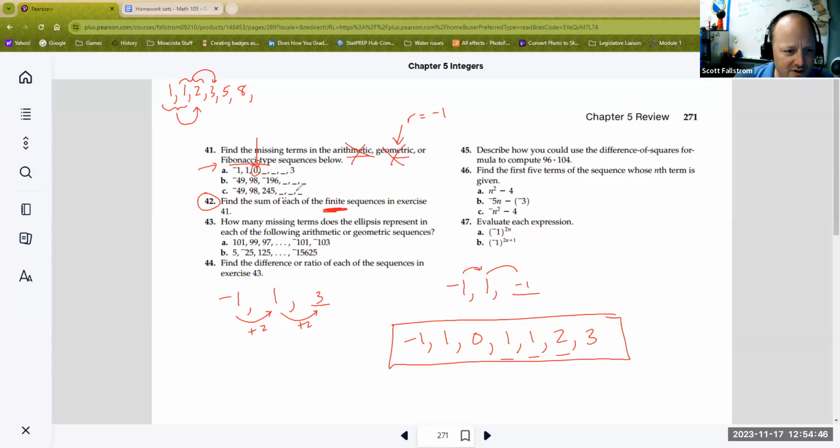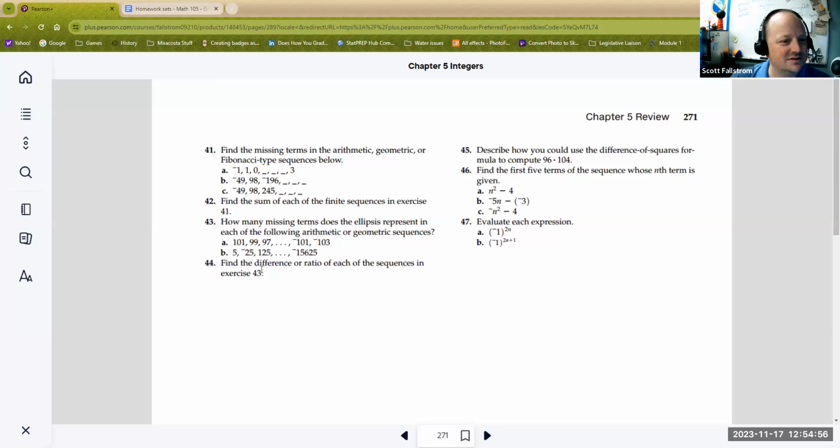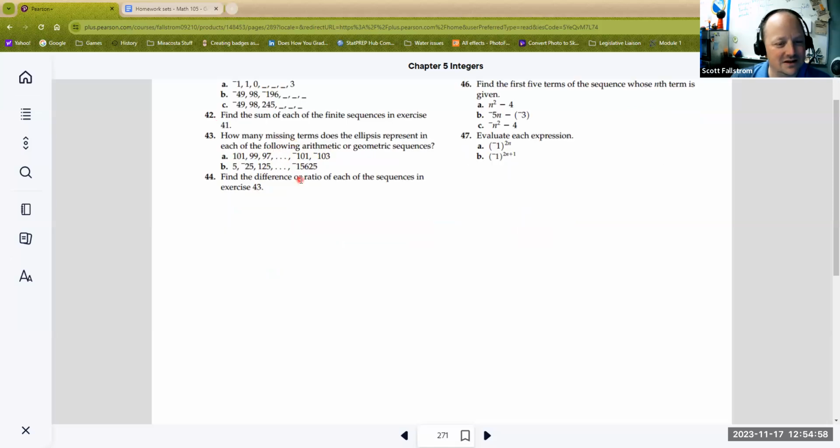And then 43: how many missing terms does the ellipsis represent? Be careful with the wording on this one. It doesn't ask you how many terms are in the sequence. It says how many terms are missing because of the ellipsis. So we definitely need to know the number of terms. In part A, we could think of this as arithmetic with a common difference of -2.